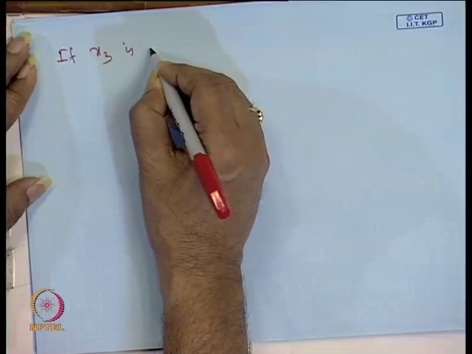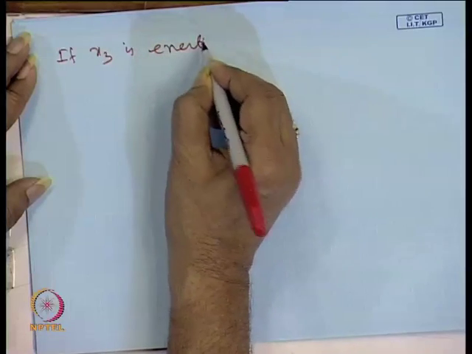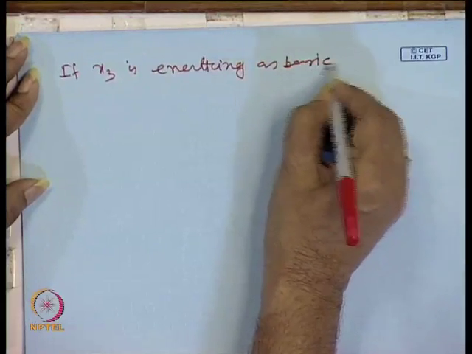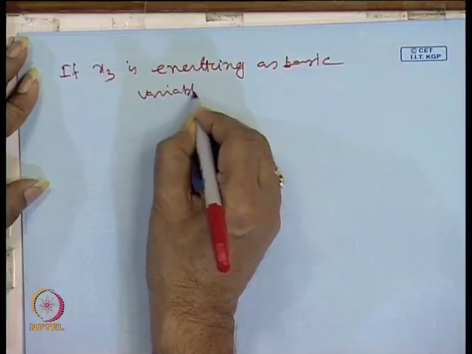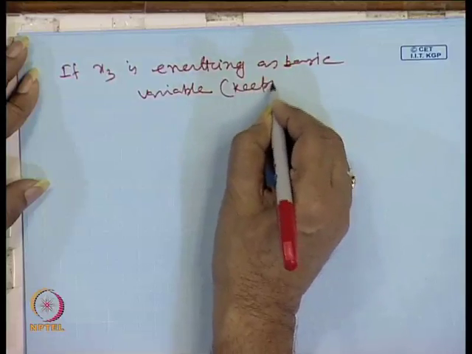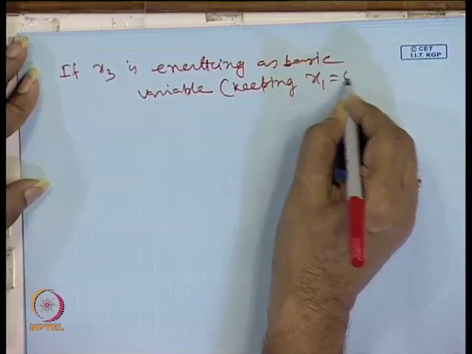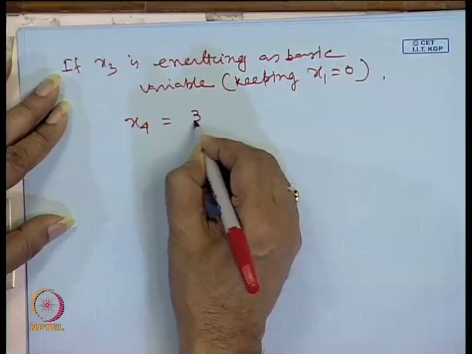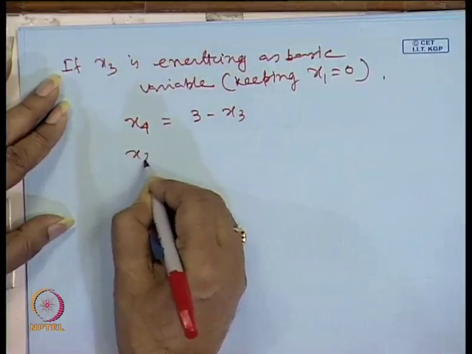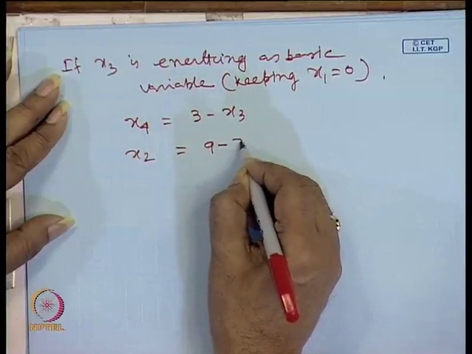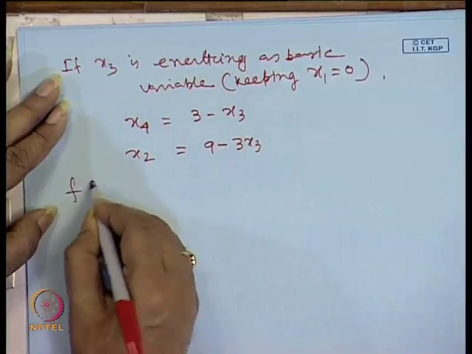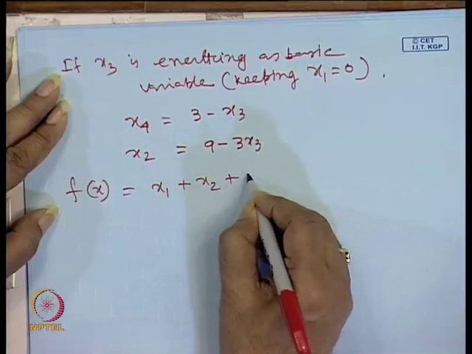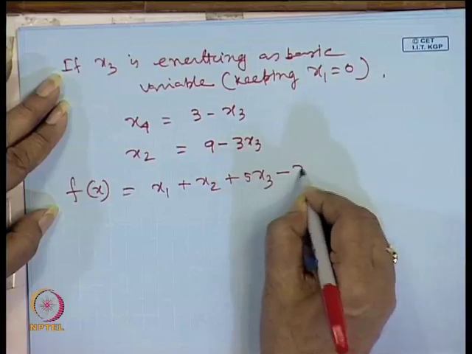If x3 is entering as a basic variable, keeping x1 equal to 0, then what will we get? From this equation, x4 is equal to 3 minus x3, and x2 is equal to 9 minus 3x3. And what is our corresponding objective function? x1 plus x2 plus 5x3 minus x4.